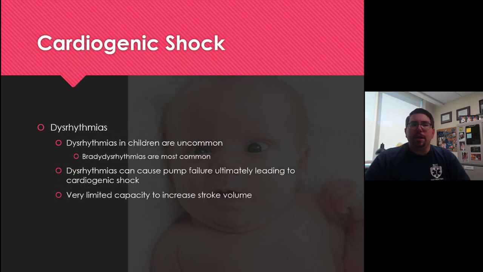Other dysrhythmias that we might see in cardiogenic shock include primarily asystole and or PEA. We very rarely will see a mix of VFib or pulseless ventricular tachycardia. Bradyarrhythmias are the most common, and the dysrhythmia is generally caused by a pump failure, which will lead to cardiogenic shock. And there's a very limited capacity to increase stroke volume when you're dealing with a dysrhythmia. Most of the time, you're going to find that as the heart rate begins to slow and brady down, they'll fall into a PEA or an asystole.